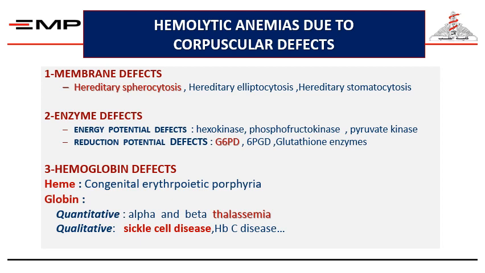If it is quantitative, we get thalassemia. If it is qualitative, you may get diseases like sickle cell disease or hemoglobin C disease and others.